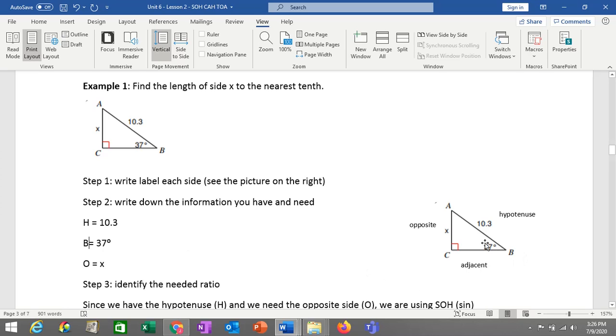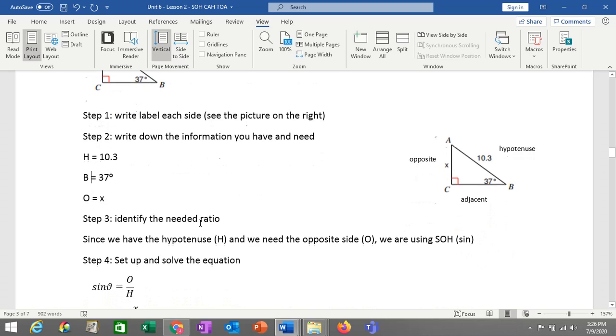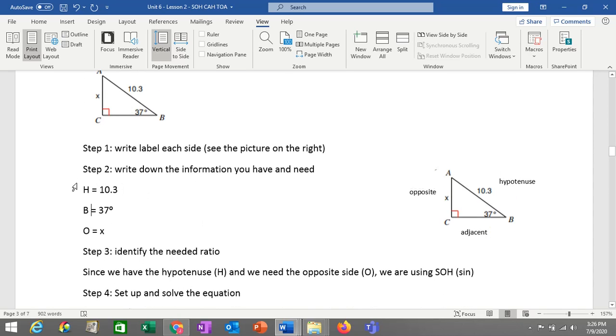So B is 37 degrees. Okay, I have the hypotenuse of the triangle, which is 10.3 units, and I'm looking for the opposite side. This is where that sort of vague thing that I was talking about comes into play, because I have the angle, right? And I want to do something with the opposite side and hypotenuse. So I want to use the opposite and the hypotenuse, right?